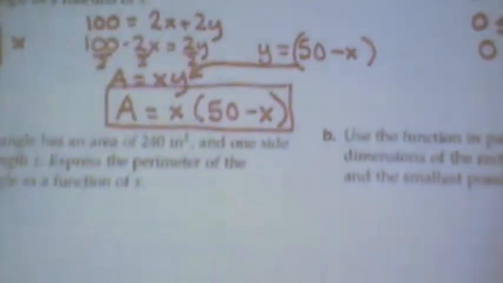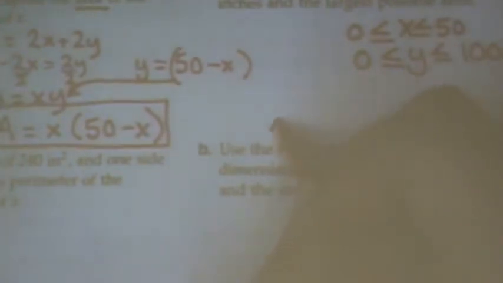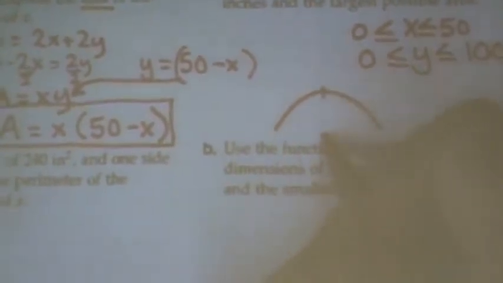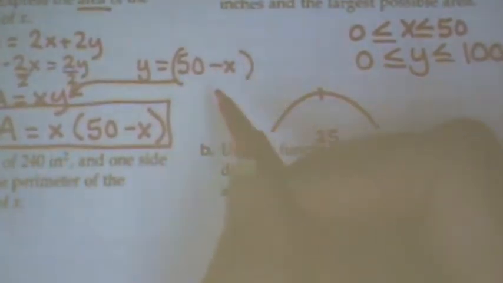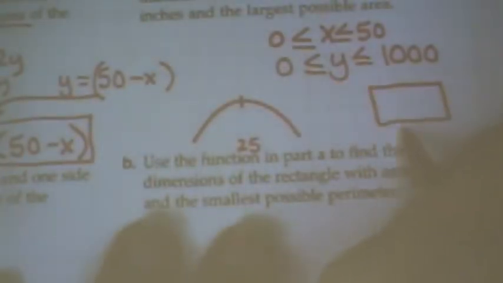So you're going to hit second, calc, max. And I'm going to say it's between 20, enter, and 30. And it'll give you 25. So now, 25 is your x value. So you have this picture, and this is 25 right here. So how do you find the y value? You're going to plug 25 in here and substitute it, and y would be, what's 50 minus 25? 25. So in other words, to get the largest possible area, your rectangle would be 25 by 25.